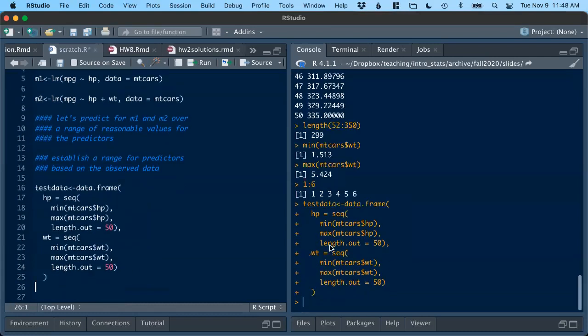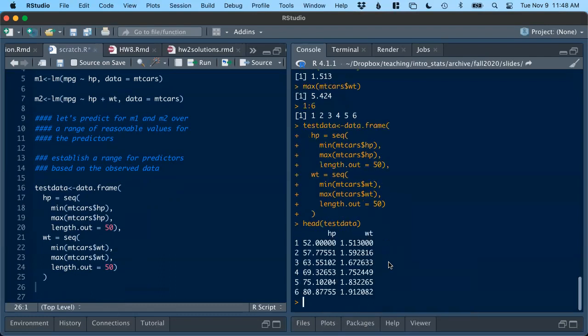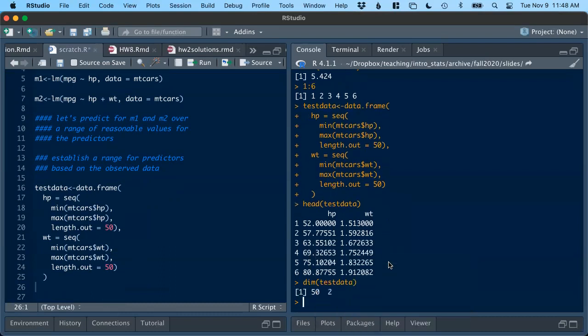Okay, so we've defined our new data frame. And because I've set them both to have a 50 length out sequence, let's see what happens, right? I get a 50 by 2 data frame. And we'll notice that we get a different step size though, right? For horsepower, we get like a 5.77 step size. For weight, we get like a 0.08 step size, right? The difference between 2 and 1 here is 5.77. The difference between 2 and 1 here is about 0.08, right?